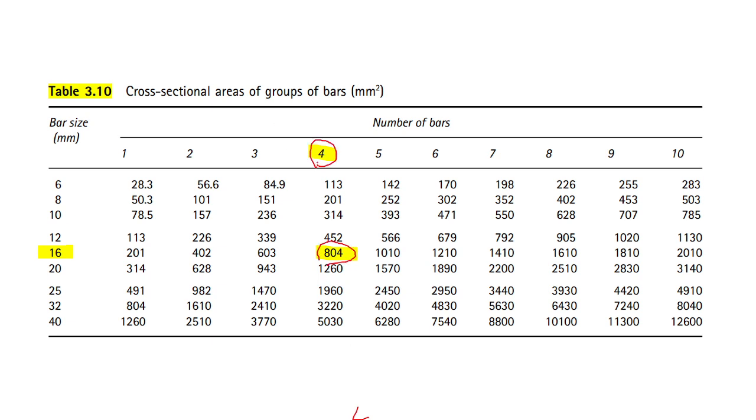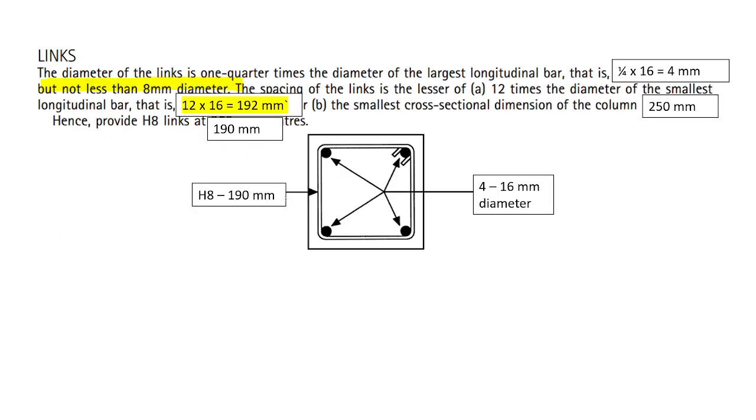Now take note that you better choose an even number, like 4 pieces, 6 pieces, or 8. Here we use 16 mm, so you have 16 mm, 4 pieces. Now for the size of your link, according to the code, it should be 1/4 of the main bar. That's 4 mm, which is smaller than what is required in the code. So we use, according to the code, the smaller value, which is 8 millimeters. Now the spacing is 12 times the size of the main bar. The size of our main bar is 16, so this will give us 192.